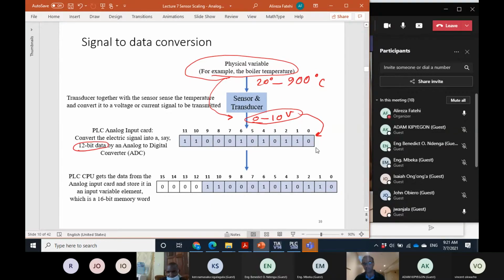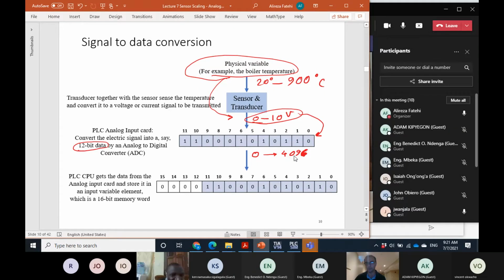A 12-bit binary data can represent any value between 0 and 4096, if I don't make a mistake.